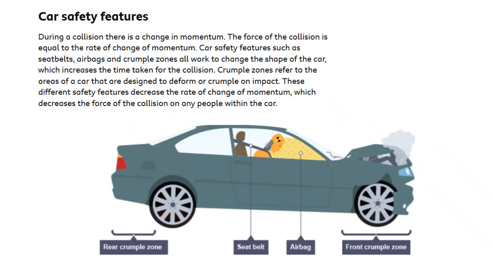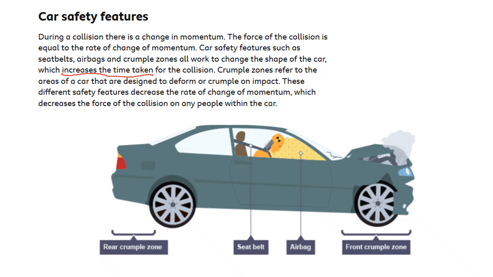Car safety features. During a collision, there is a change in momentum. The force of the collision is equal to the rate of change of momentum. Car safety features, such as seatbelts, airbags, and crumple zones, all work to change the shape of the car, which increases the time taken for the collision.